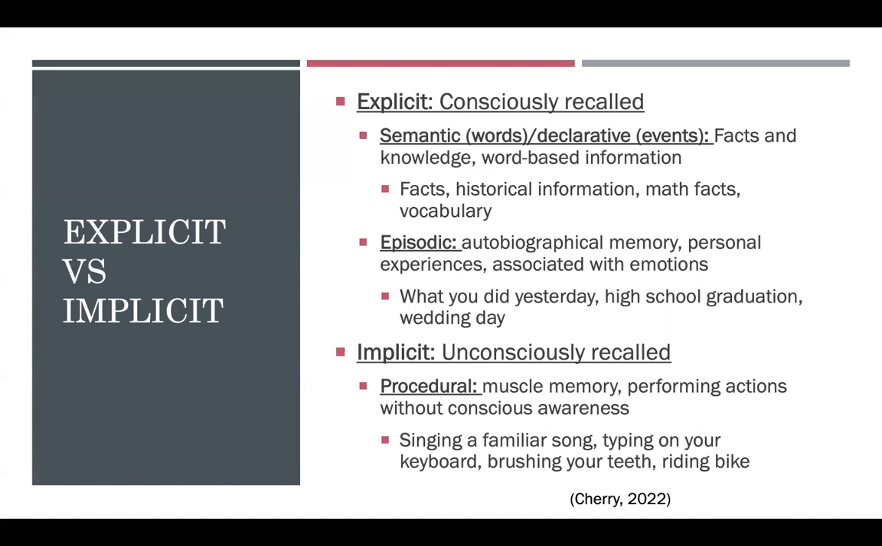Implicit and explicit memory do not work in isolation, for they can interact with each other in different ways. An example of them working together is riding a bike. Your implicit memory will allow you to do the action of pedaling the bike without having to think about it, but your explicit memory can come into play and allow you to recall the new route you may have memorized from a map.